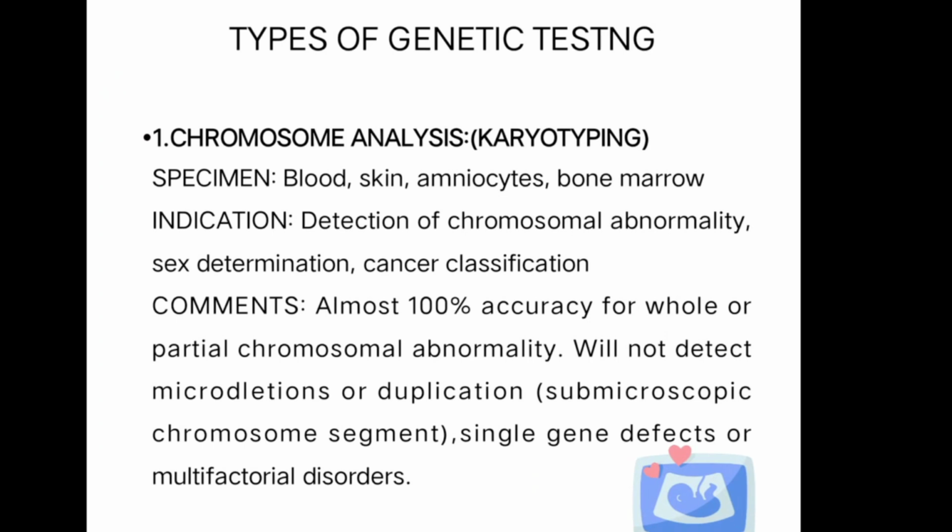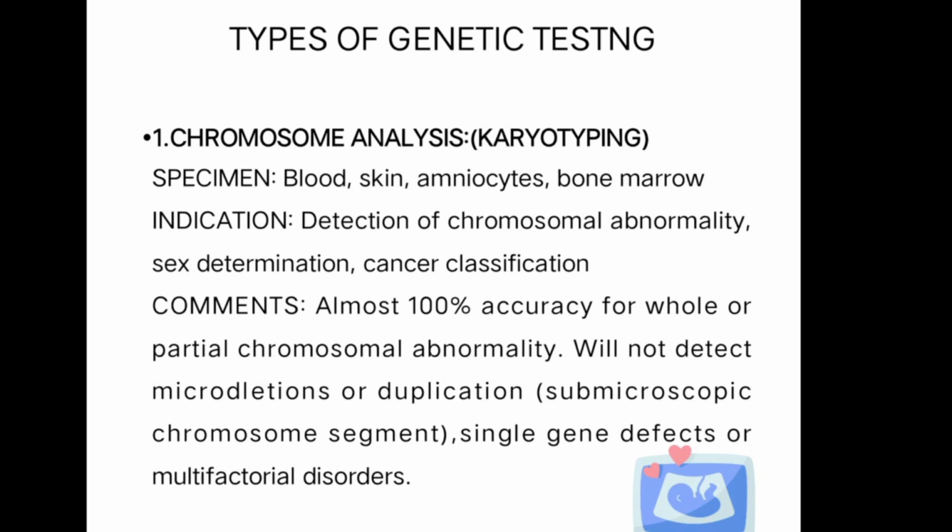Next is types of genetic testing. We do a chromosomal analysis. We will check in every place of the chromosomes how many strands of DNA there are, how many chromosomes there are, whether the pair is there or any extra or any missing chromosome is there. So it indicates any duplication, single gene defect or multifactorial disorders; we can detect these by chromosomal analysis.